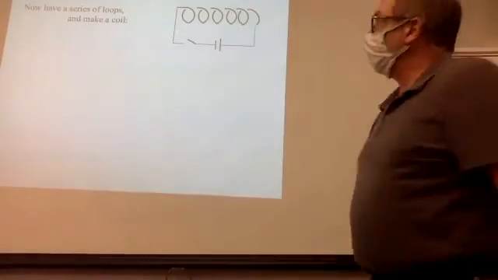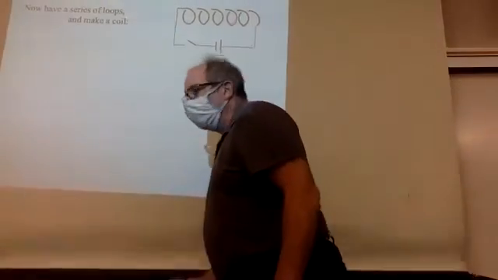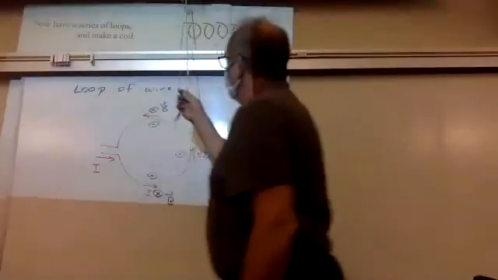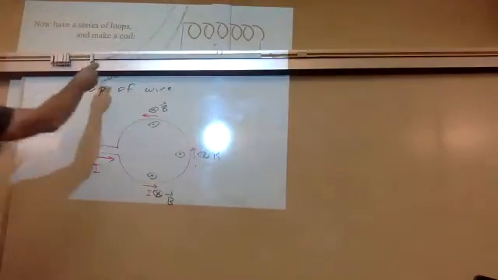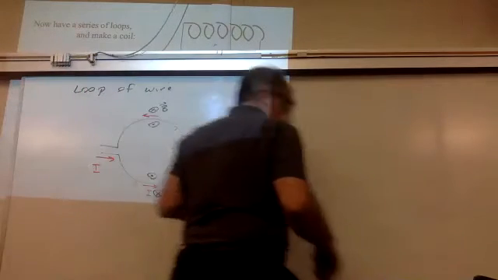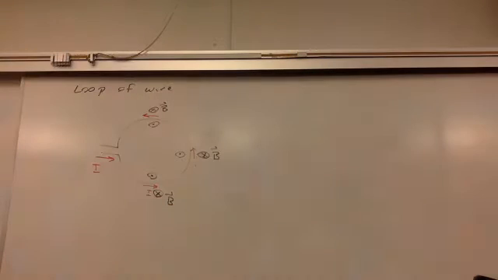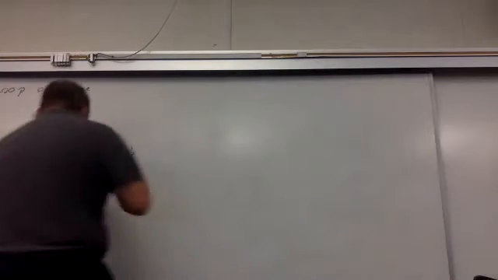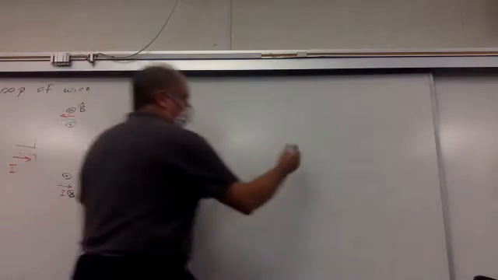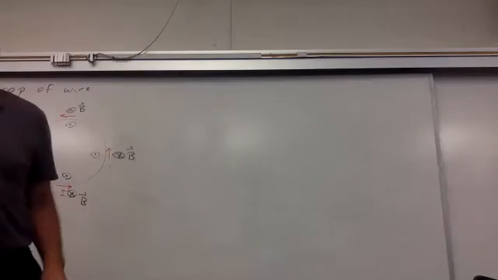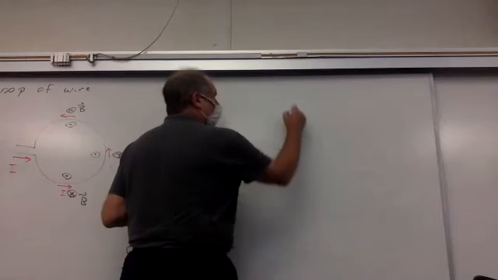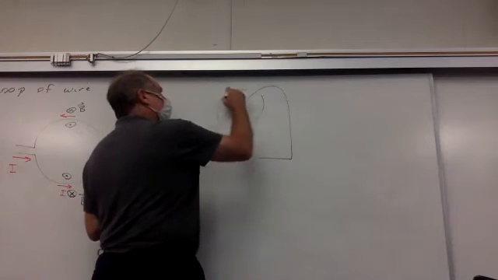Now let's have a series of loops. Okay. I actually want to turn this off. I actually don't need that all that much, but it's closer for you at home. So what I'm going to do now is I'm going to draw a coil. Now you don't have to draw this. It's all in Schoology. I want to draw it like this.